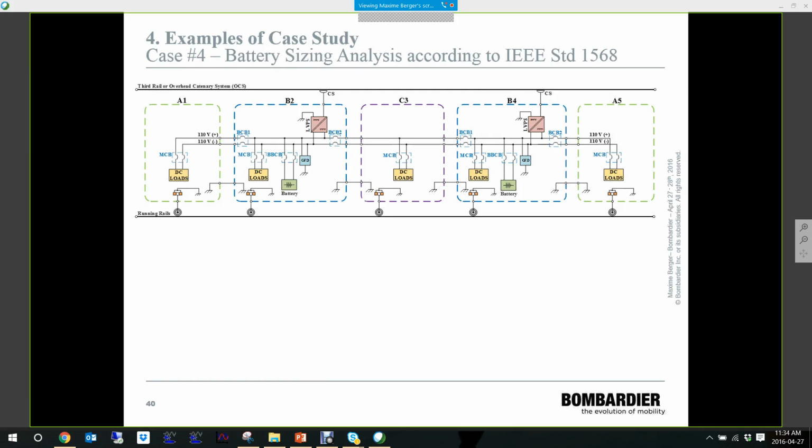So here, the last case is a battery sizing analysis according to the IEEE standard 1568, which is a typical standard in the rail industry. We are sizing the battery for an emergency scenario, which is mainly the primary power failure. So we are losing the power coming from these two LVPS because the track is now dead.